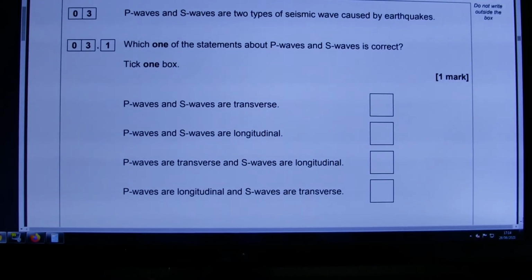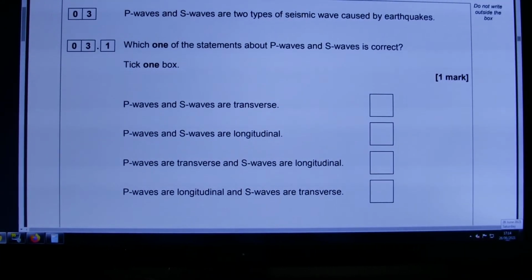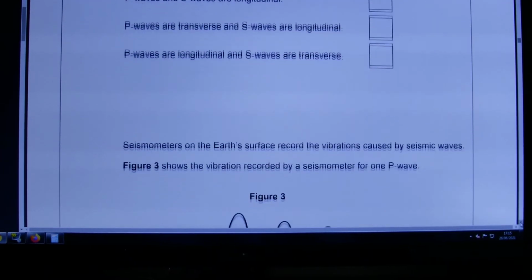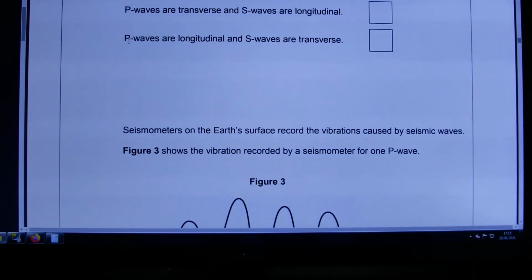Proof of globe Earth right there. Are two types of seismic wave caused by earthquakes. Which one of the two statements is correct? Transverse, longitudinal, the last one. P waves are longitudinal and S waves are transverse. P for push and pull, longitudinal, S for sideways, transverse. It's actually primary and secondary.